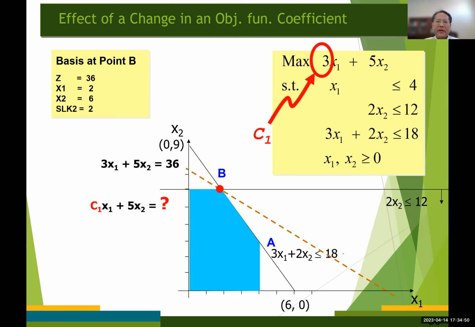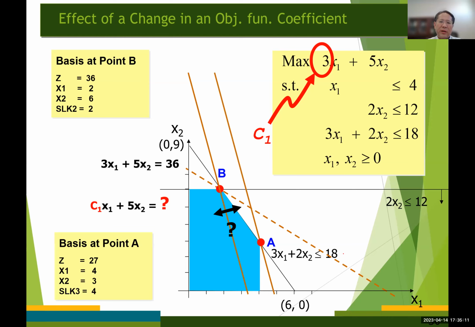So if the objective coefficient changes go beyond the allowable range, for example, if the slope of the isovalue line becomes steeper than the one in the plant number 3 constraint, then the optimal point needs to be relocated to point A, I'm sorry, not B, right?